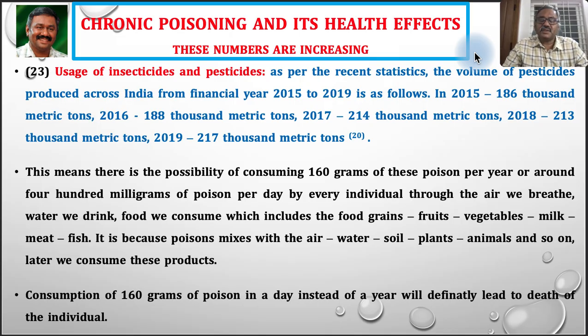there is the possibility of consuming 160 grams of these poisons per year by every individual, or around 400 milligrams of poison per day by every individual, through the air we breathe, water we drink, food we consume, which includes the food grains, fruits, vegetables, milk, meat, fish, and so on. It is because poisons mix with the air, water, soil, plant, animals, and so on. Later, we consume these products. Consumption of 160 grams of poison in a day instead of a year will definitely lead to death of an individual.